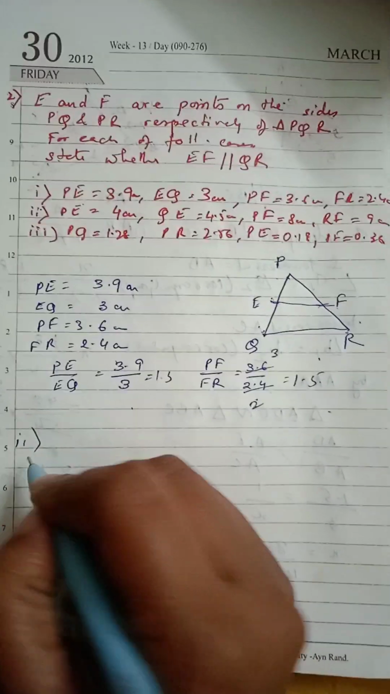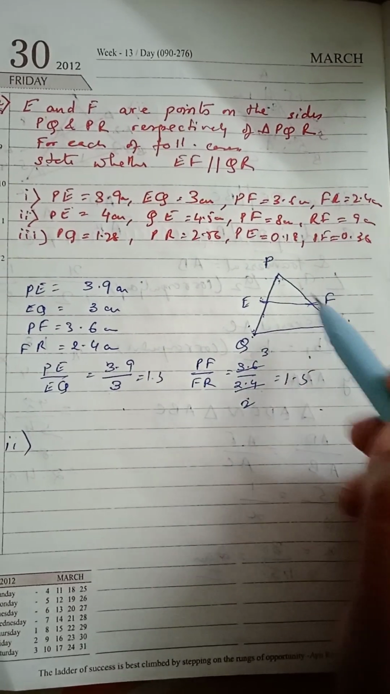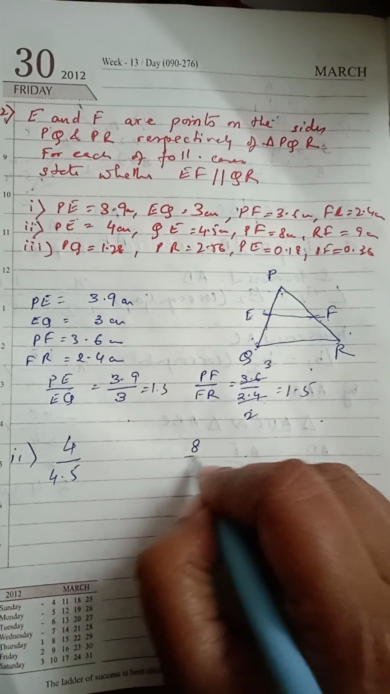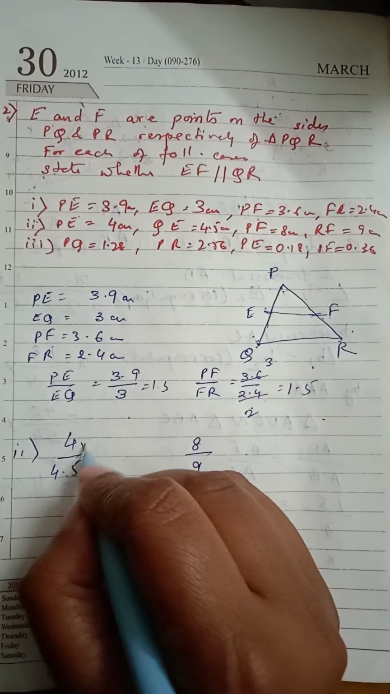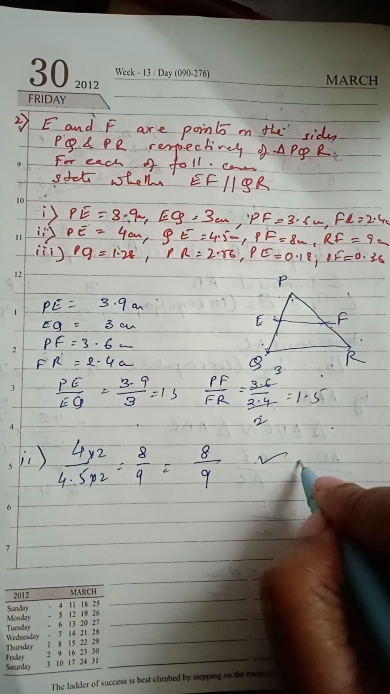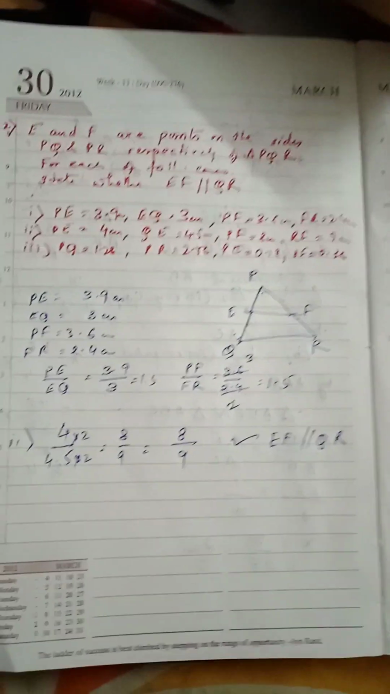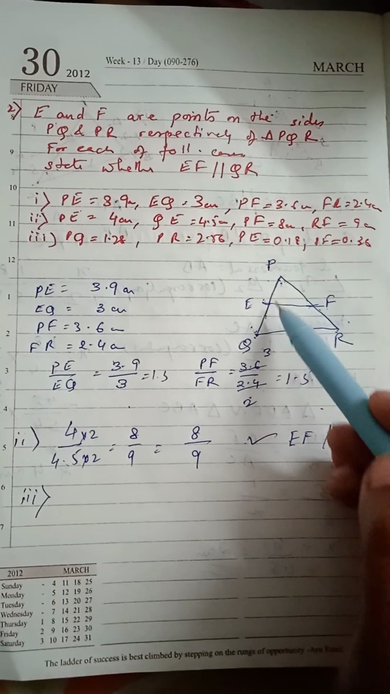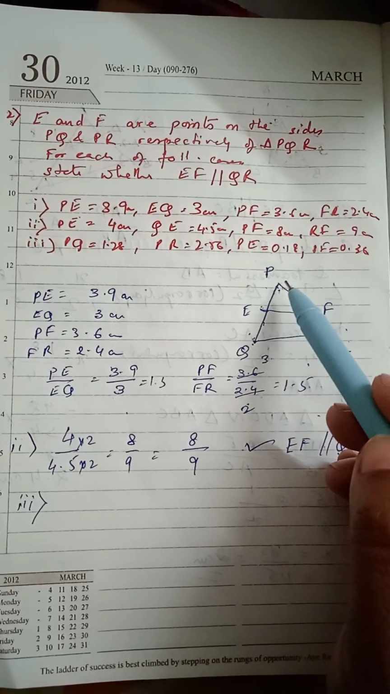Coming to the second one, it is telling me PE, QE and PF and RF. So 4 by 4.5 and the other is 8 by 9. I can easily do, if I multiply 4 into 2 and 4.5 into 2 on either side, I have 8 by 9. So which are equal, I can say that EF is in this case parallel to QR. Anyway, I divide, or anyway I write and find the similarity. Next one, I'm given PQ, PR, PE and PF.